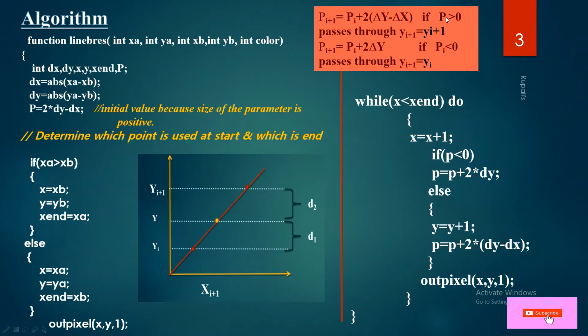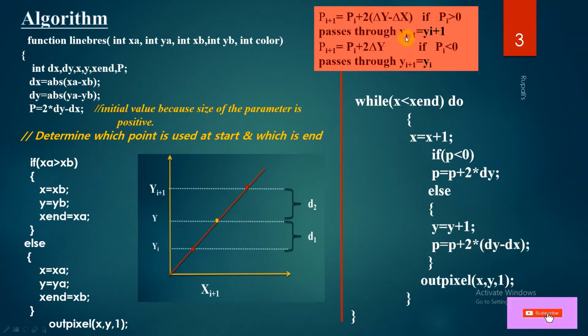Now you have to check these two conditions. First condition: if the decision parameter is less than 0, then the next decision parameter is p equals p plus 2 dy. Else, if the decision parameter value is greater than 0, then p equals p plus 2 dy minus dx.